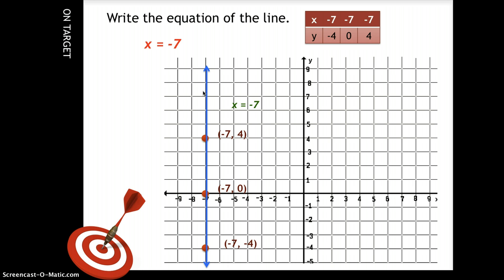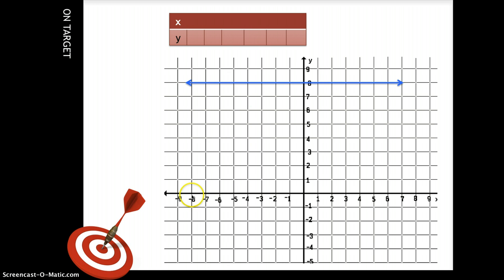I hope you understand how to write the equation when the line is parallel to the y-axis. Now, let's move on to when a line is parallel to the x-axis, when it's a horizontal line. Again, because this is the first example, I'm going to identify 6 points. I'm just choosing randomly any point on the line here. So here's one point at (-7, 8). I'm going to put the value in the table.